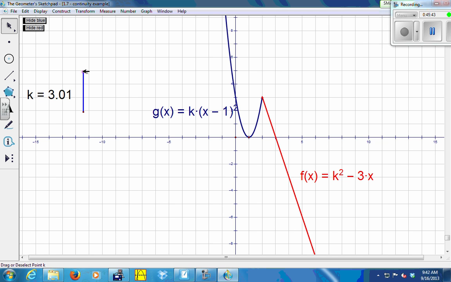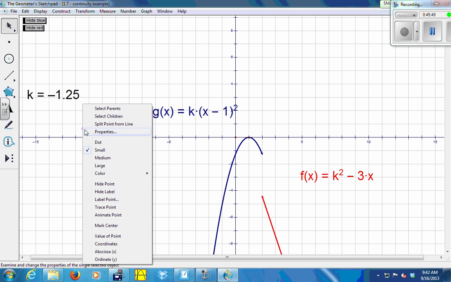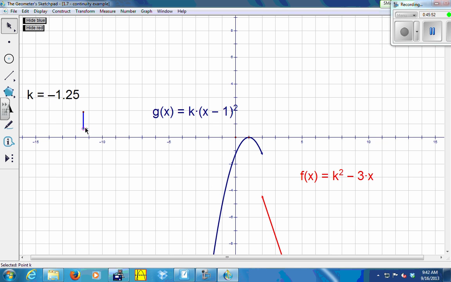All right, so now let's see what happens when k is -2. Let's see if that works. Oh, look, that one works also. When k equals -2, the function is continuous again. That make sense?